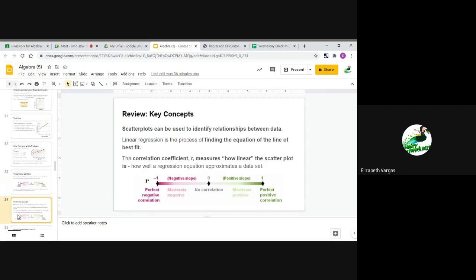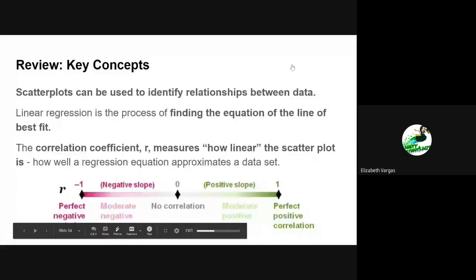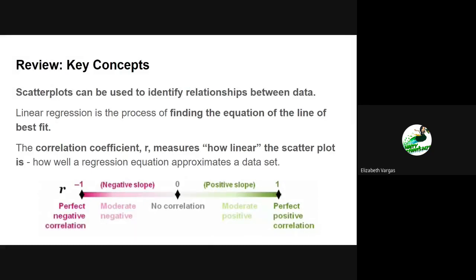Okay. All right. So what did we learn today? Well, we looked at scatter plots, and scatter plots can be used to identify relationships between data, right? It helps us identify the relationship and what the correlation is between our different variables, the x variable, the independent variable, and the y variable, the dependent variable. The linear regression is the process of finding the equation of the line of best fit, right? And we're going to do a brief reminder on how to find that equation. And then the correlation coefficient R helps us measure how linear the scatter plot is, or how the correlation is. What is the type of correlation that we have?